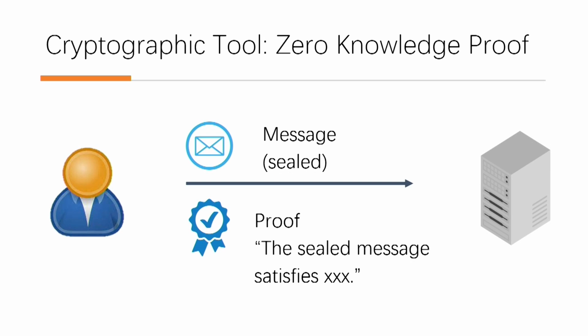So why do we call that zero-knowledge proof? Because when the server sees that sealed envelope and also the proof, the server only learns that the sealed message inside the envelope definitely satisfies that predicate, but except this statement, the server learns nothing about the original message sealed inside that envelope. So this is the mental model you can think about zero-knowledge proof. But in practice, zero-knowledge proof is much more complicated than this.